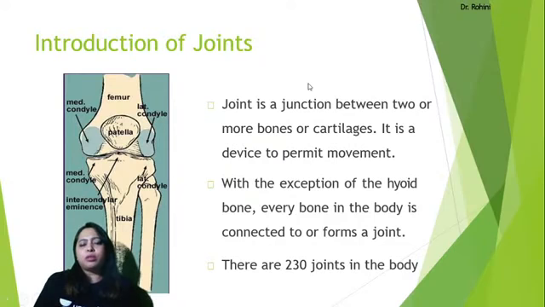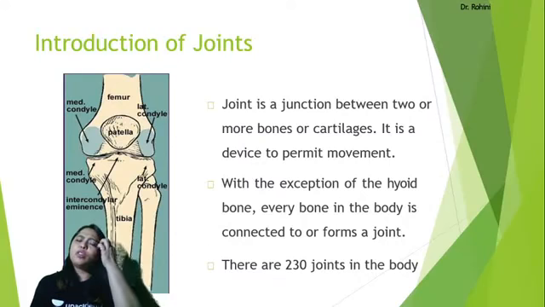We have about 230 joints in our body, and we have around 600 plus muscles. And you can just imagine how many movable joints are there, how many fibrous type of joints are there which are not movable at all. And there are some joints which are cartilaginous joints which are slightly movable. So based on various criteria, let's classify them first.